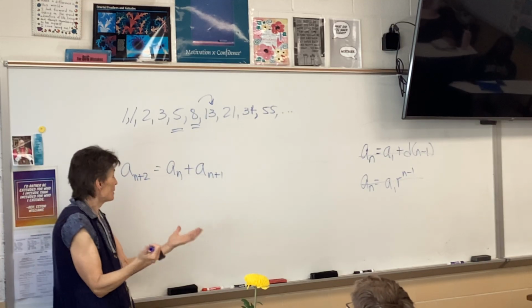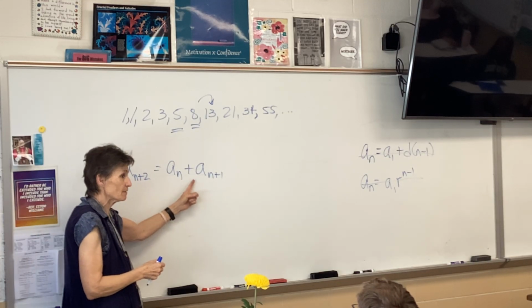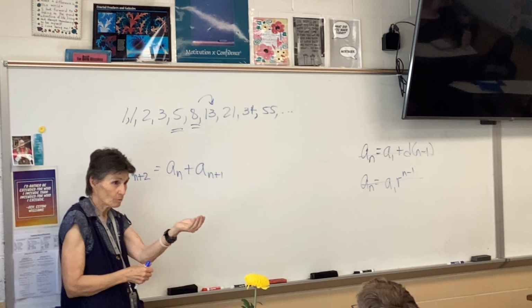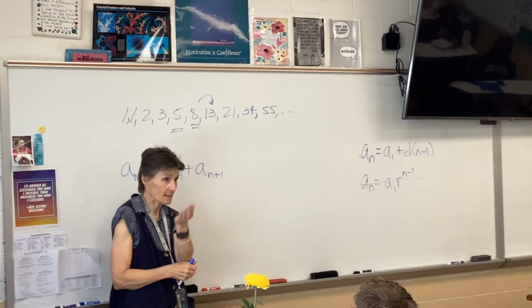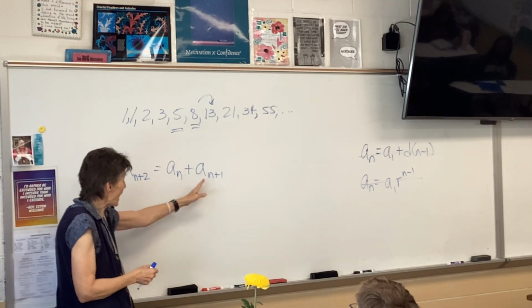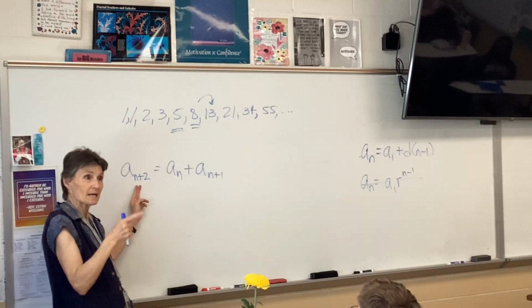So 2 consecutive terms, the number that comes after n is n plus 1. So you take 2 consecutive terms, and we add those, and then we get the next term after that.